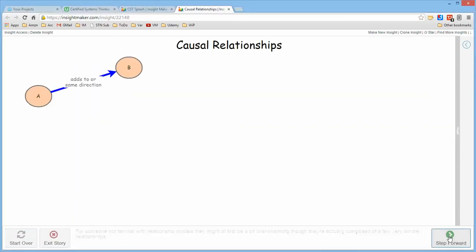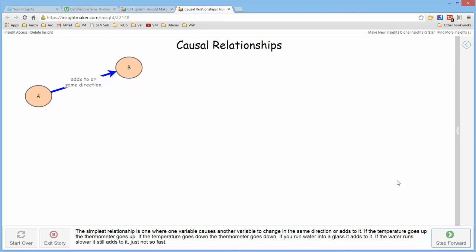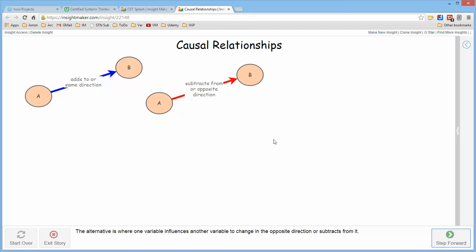So in terms of the relationships themselves, the first one is A adds to B or B changes in the same direction as A. The adds to is pretty easy, though same direction means that if A increases, B increases, and if A decreases, B decreases. As to why this definition is overloaded and says adds to or same direction will be evident in just a couple of minutes. The second form of relationship that is possible is A subtracts from B or B changes in the opposite direction of A, meaning that if A increases, B decreases, and if A decreases, B increases.